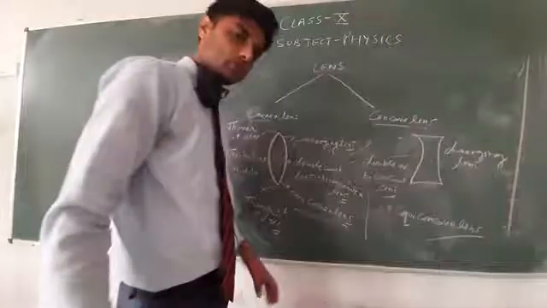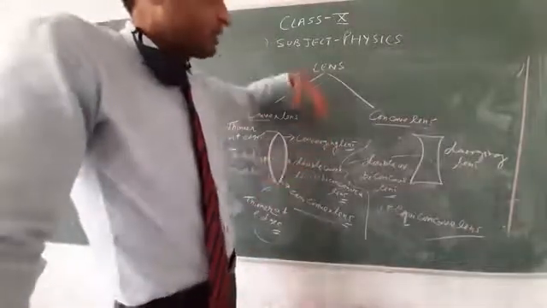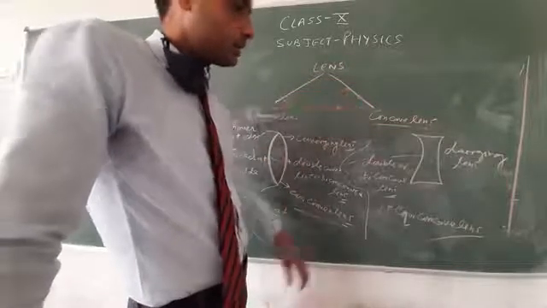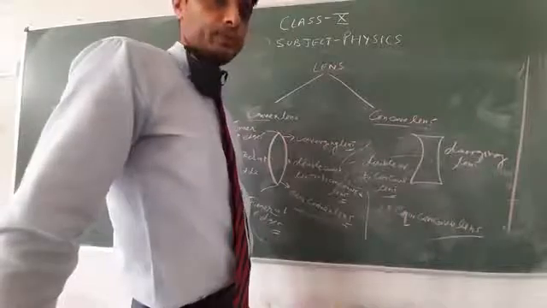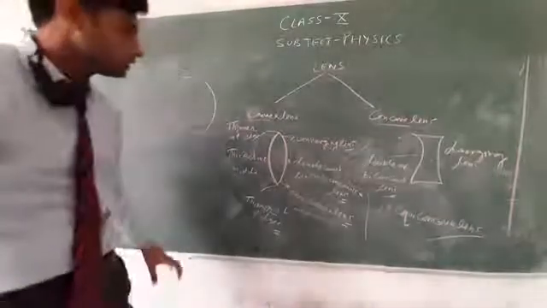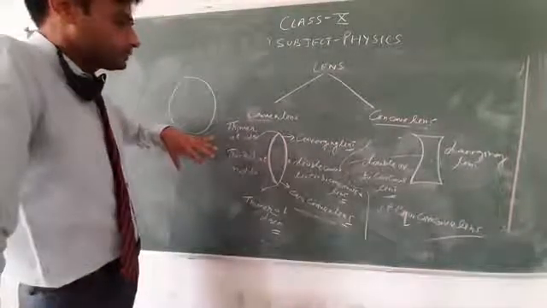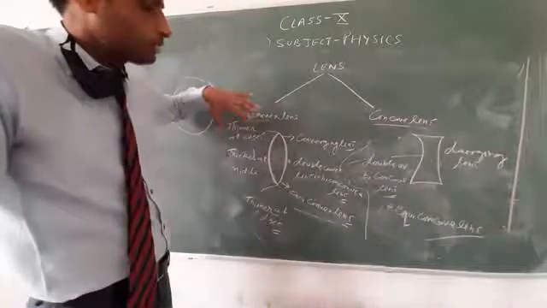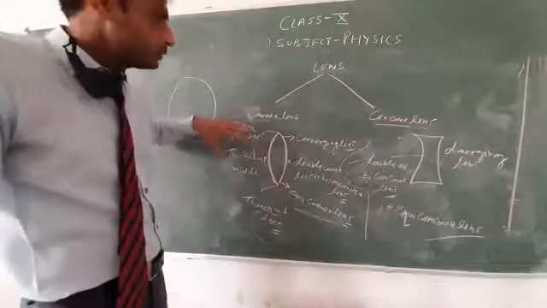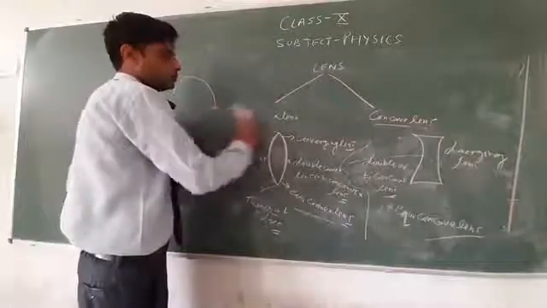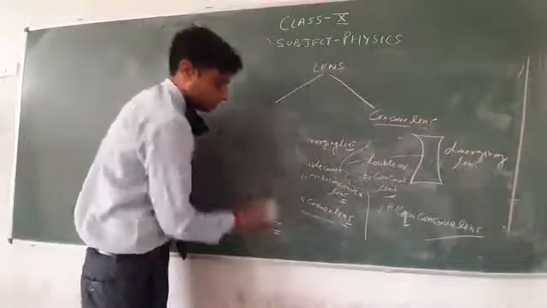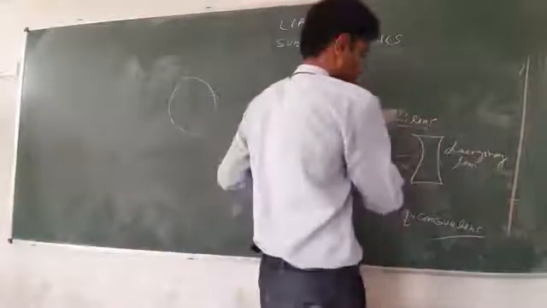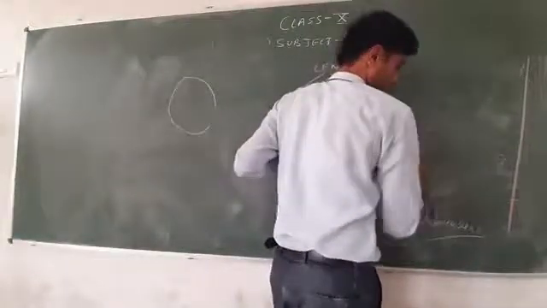So I hope you understood why it is diverging, why it is double, and when it is equiconcave. Now this is the property. We can differentiate between convex and concave by touching. But if we wanted to differentiate concave and convex by the property, we can see.